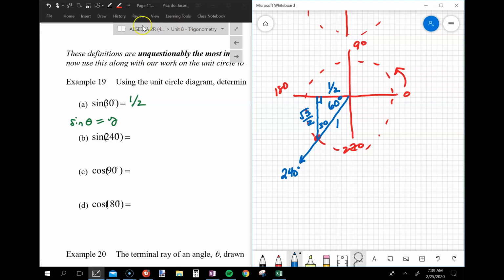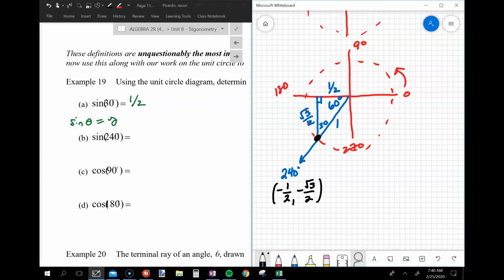All right, I want to label this point now, right? How do I get to that point from the center? I go left or right? I go left. How far do I go left? 1/2, but since I went left, it's negative 1/2. And then I have to go down, which means that I have to go down, how far? Negative radical 3/2.